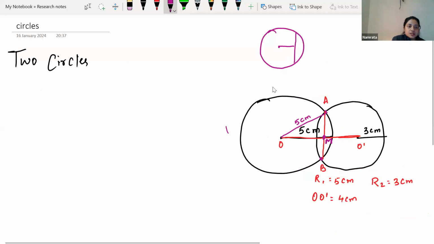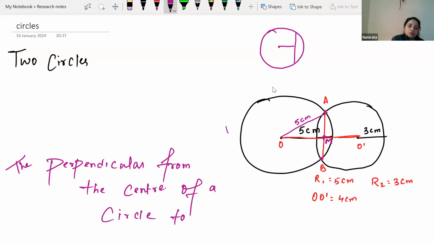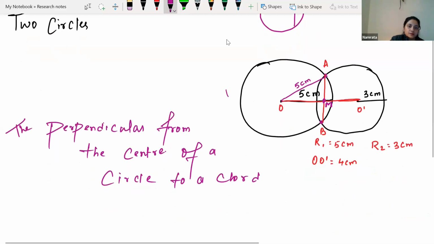So the theorem says the perpendicular from the center of a circle to a chord bisects the chord.